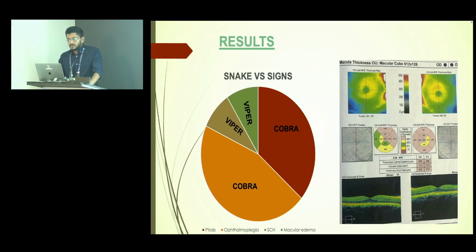Ptosis and ophthalmoplegia were seen in cobra bites. Subconjunctival hemorrhage and macular edema were seen in viper bites. This is the OCT macular image showing macular edema in a patient bitten by a viper.